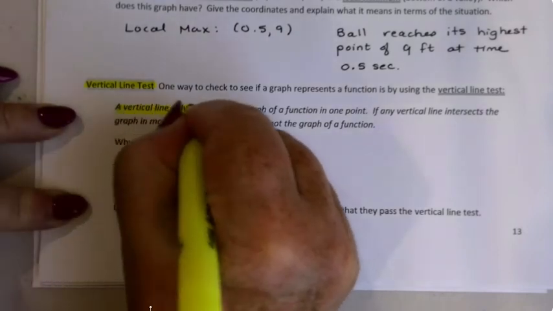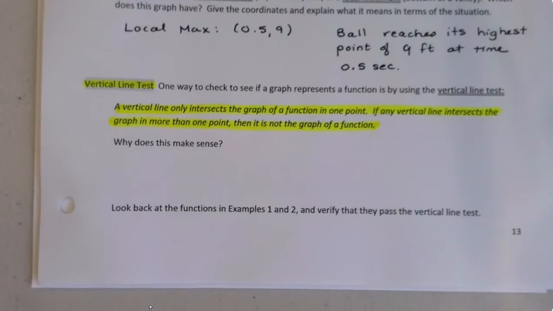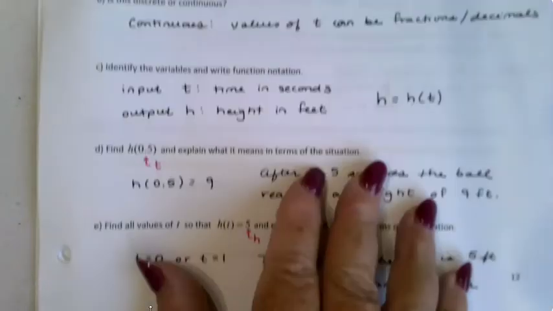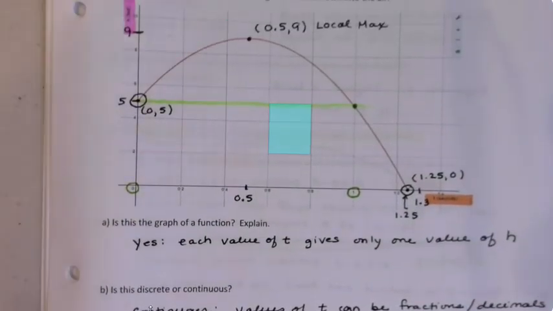Here's the vertical line test right here. It says, a vertical line only intersects the graph of a function in one point. If any vertical line intersects in more than one point, then we don't have a function. Let's think about why that makes sense. And I'm just going to go back one more time to that last example and talk about it. We already said this was a function. But why does the vertical line test work?